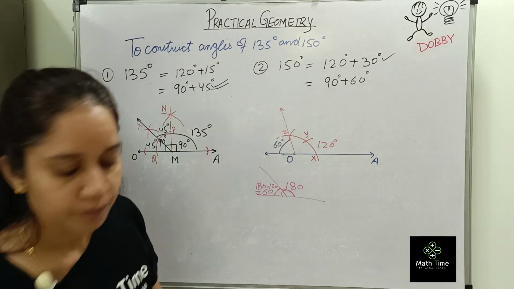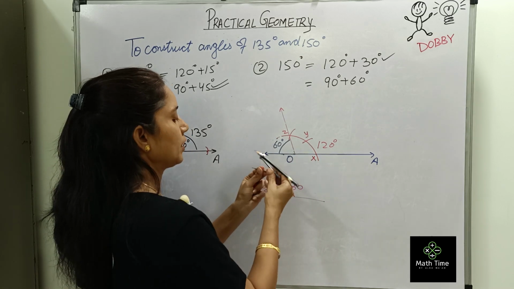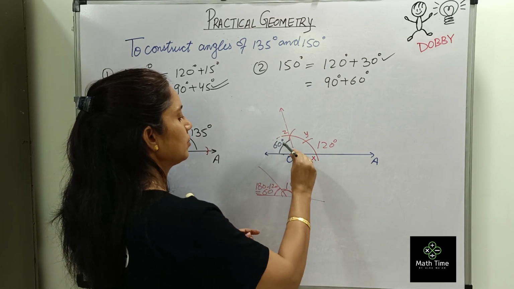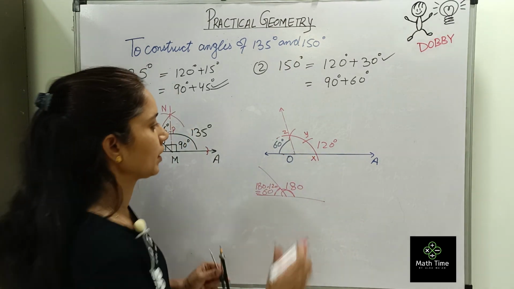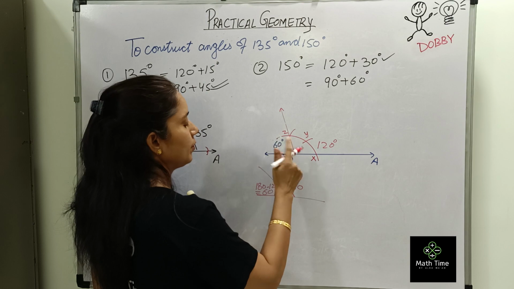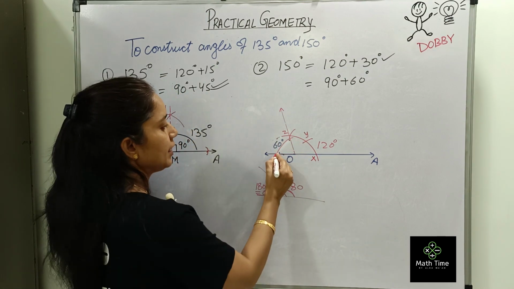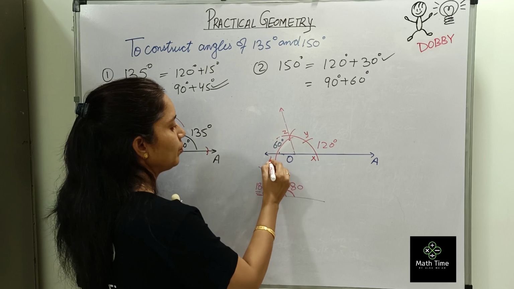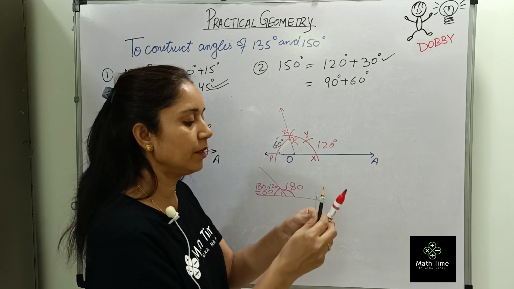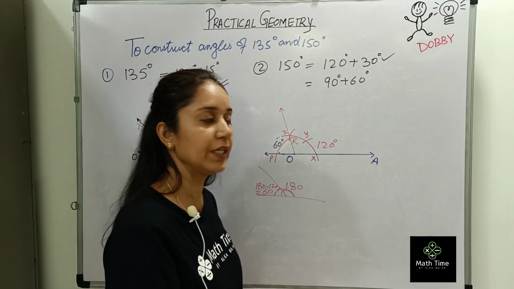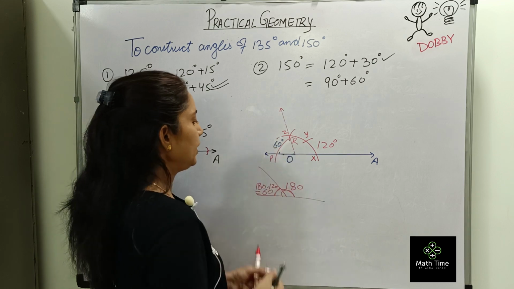Now take your rounder. Open your rounder and make an arc, any suitable radius. With O as center, make an arc. Here, let us name these points. I am naming it P and here R. With P as center, open your rounder a little bit more, or you can keep the same rounder setting, it won't affect.